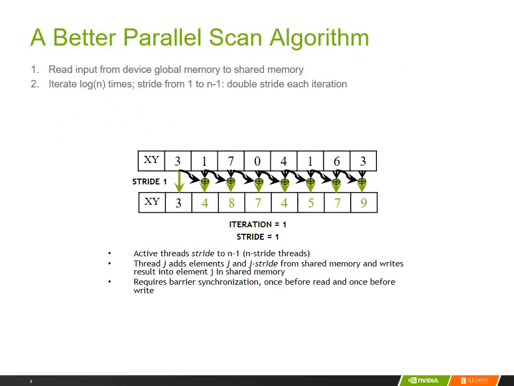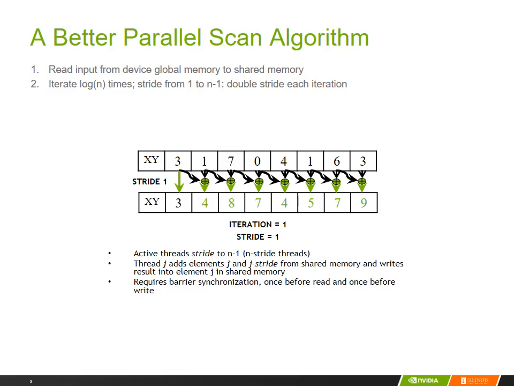Recall that we mentioned a naive parallel scan algorithm at the end of the last lecture. The problem with that naive algorithm is that the worst case execution time among threads is going to be the same as the sequential execution time. Therefore, we are using a lot of parallel resources without any performance gain. Here we show a better parallel scan algorithm that would actually have performance improvement over the sequential algorithm.